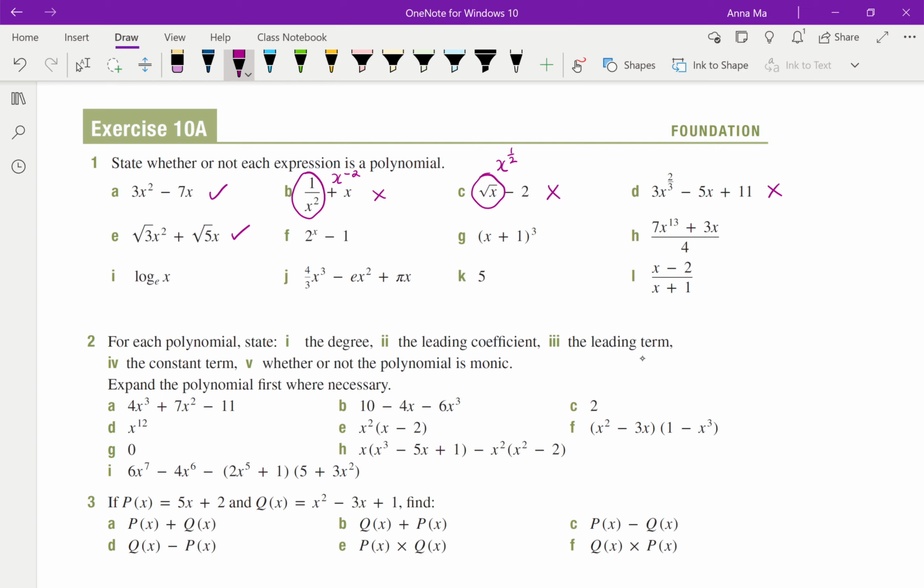Now F, 2 to the power of x. Polynomials are defined to be an expression consisting of terms with x to the power of n, not a number to the power of x. That's clearly an exponential expression, so this one cannot be identified as a polynomial.